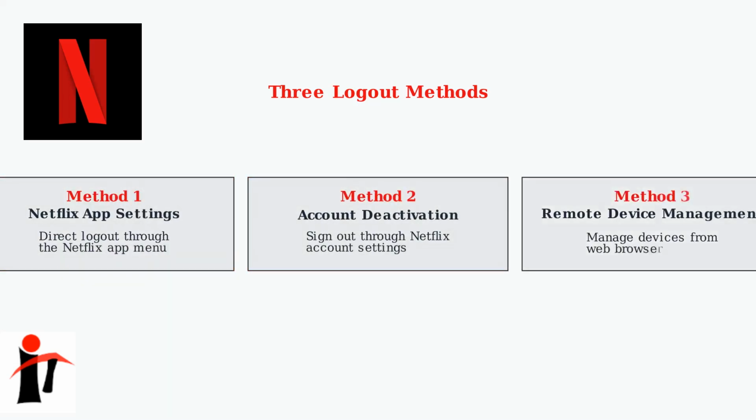Method 1 uses the Netflix app settings directly on your TV. Method 2 involves deactivating through your Netflix account settings. Method 3 allows remote device management through a web browser.